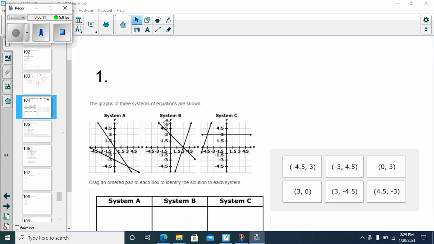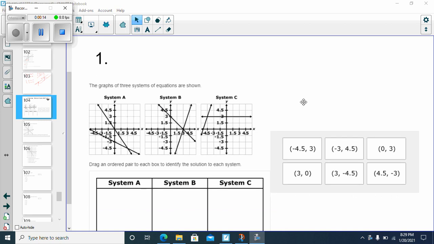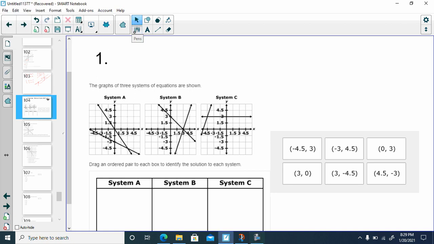This first one says, the graph of three systems of equations are shown. And it shows you the three graphs. Drag an ordered pair to each box to identify the solution to each system. As we already know, when we're talking about the solution to a system of equations, we're talking about where the two lines intersect. In this case, we're talking linear equations, so we're talking about where the two lines intersect. Okay, so let's see what we've actually got here.